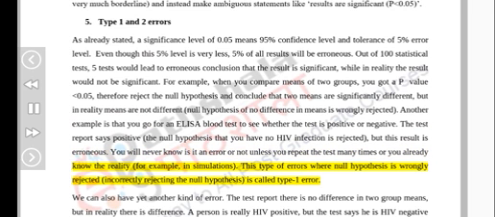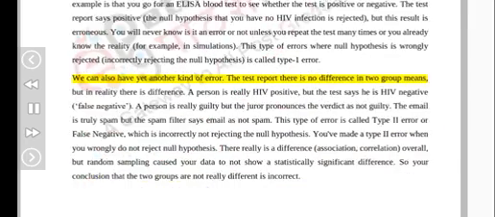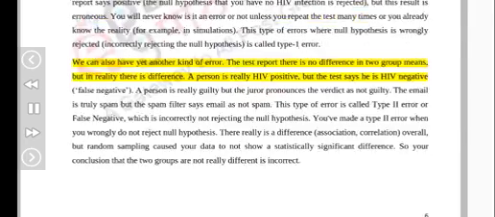This type of error, where the null hypothesis is wrongly rejected, incorrectly rejecting the null hypothesis, is called type 1 error. We can also have yet another kind of error. The test reports there is no difference in two group means, but in reality there is a difference.